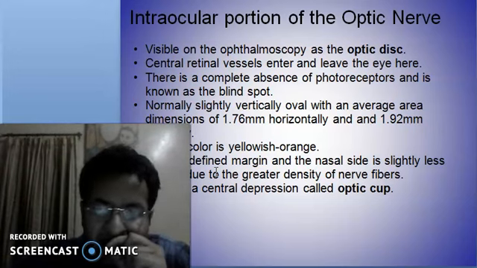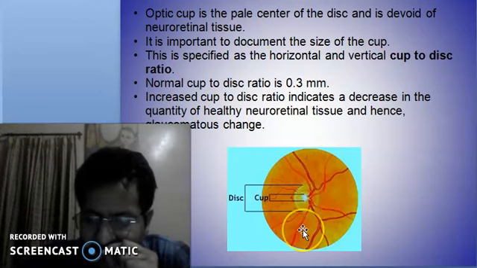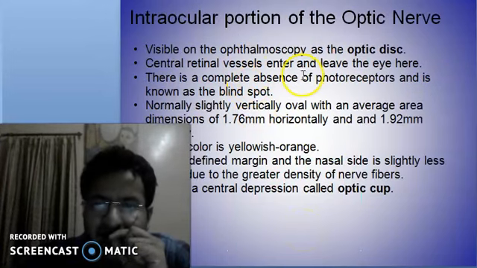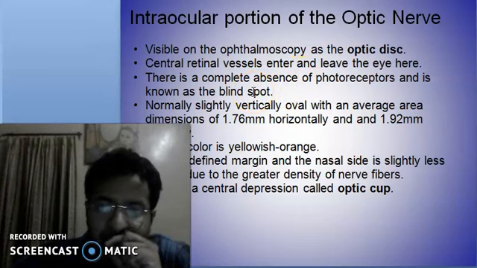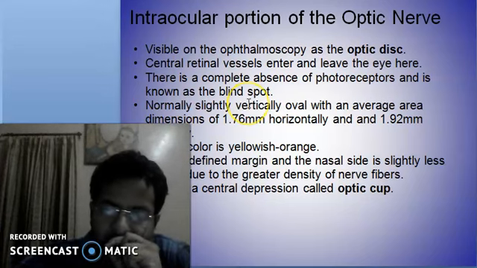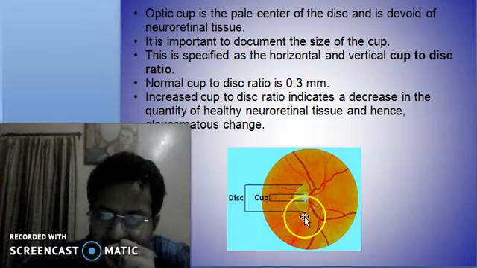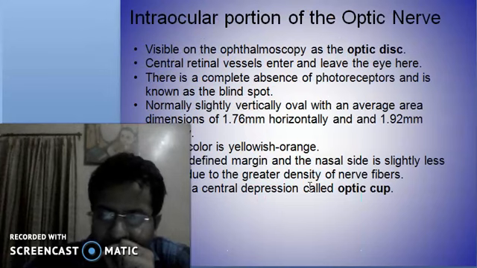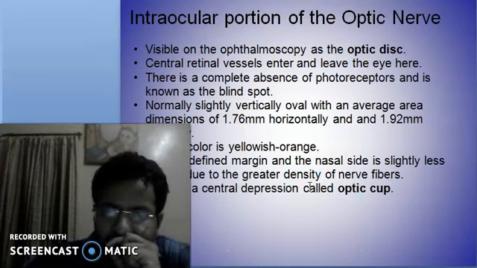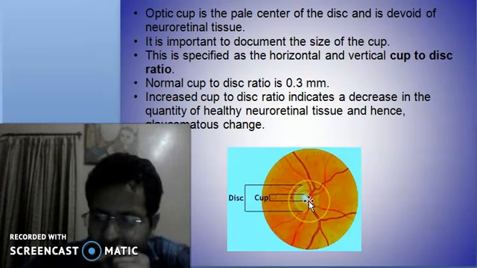These are the central retinal vessels, which enter and leave the eye at the optic disc. There is a complete absence of any photoreceptors, and thus this is known as the blind spot in the visual field. Normally it is a slightly vertical oval with average dimensions of 1.76 millimeter horizontally and 1.2 millimeter vertically.